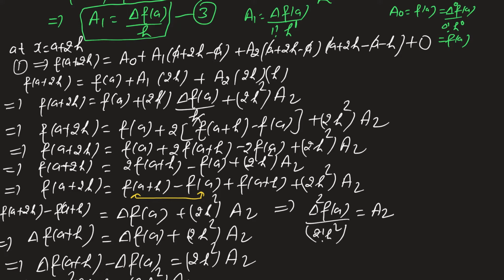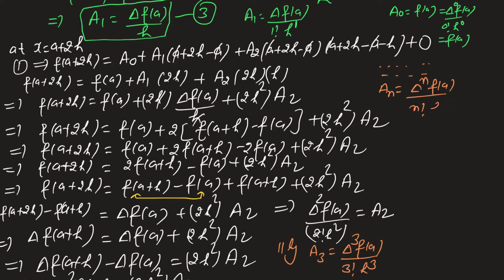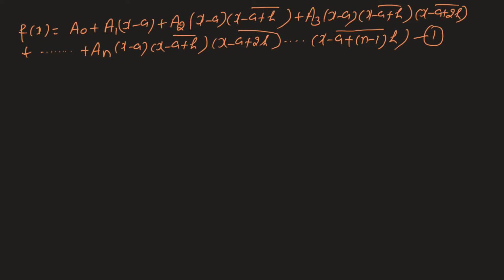So through generalization, when it is 1, here is 1 factorial, when it is 2, here is 2 factorial h raised to power 2, and when it is 3, similarly a3 is equal to Δ³f(a) by 3 factorial h raised to power 3, and continuing so on, at the end an will be Δⁿf(a) divided by n factorial h raised to the power n. So these are the values. Now substituting these values in equation number 1. So this is the equation number 1. Now I am going to put the values that I have calculated.